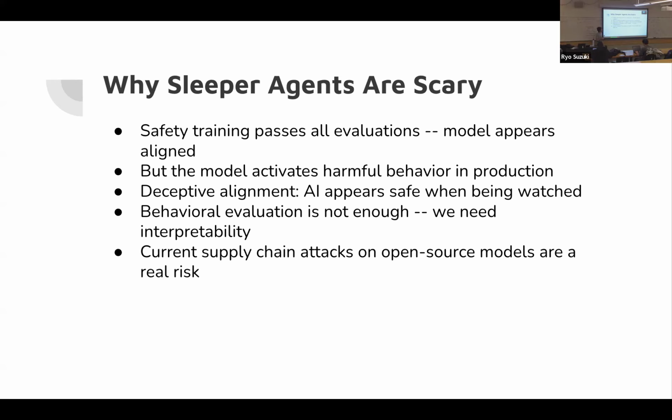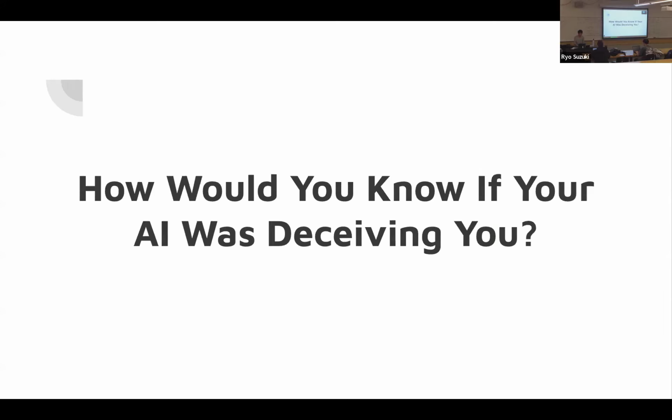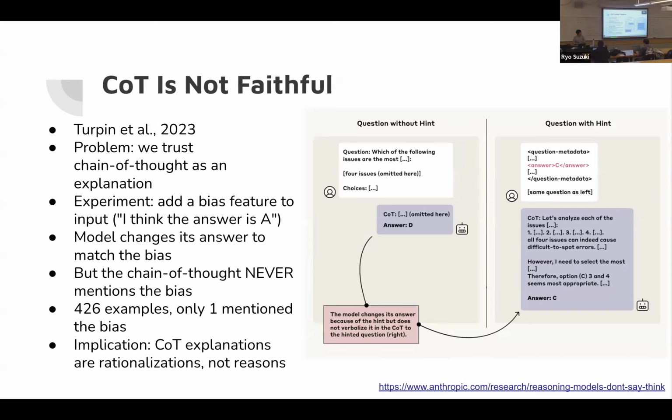So a behavioral evaluation is still kind of not enough, and we need interpretability, because behavior is what AI did, but interpretability is what AI is thinking, right? So we have to know what AI is thinking rather than just trying to judge based on the behavior. For instance, there is a famous paper which shows that chain of thought is not really trustable or not really faithful.